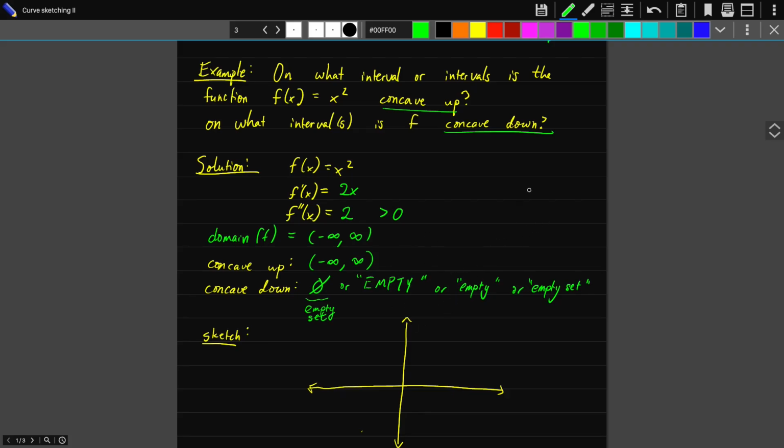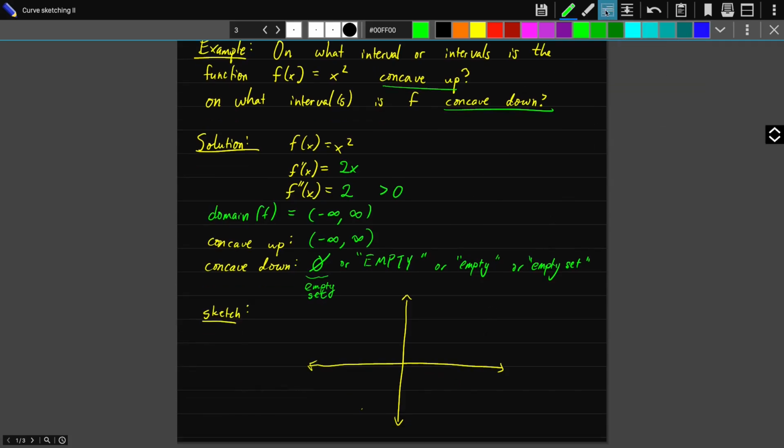So what does this mean? What does this mean intuitively? What it means intuitively is that our function is concave down nowhere, right? So I could say that the function is concave down nowhere, or never concave down.